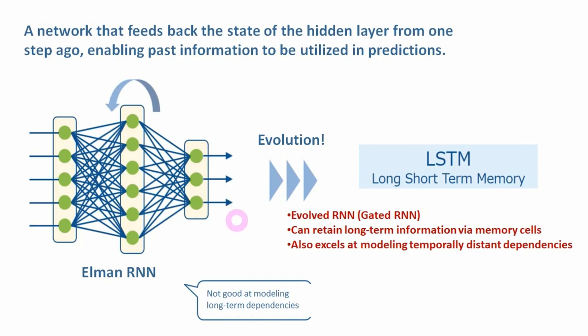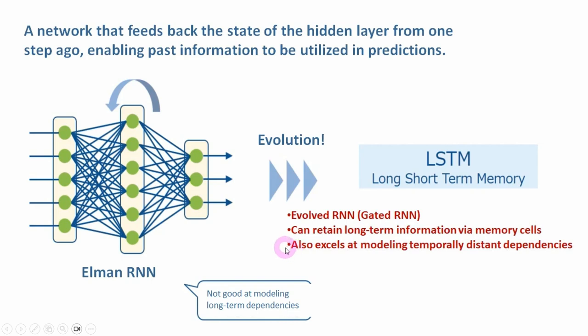So researchers asked, how can we solve this? How can we keep useful information for a long time without losing it or blowing it up? That led to an improved version called LSTM, which stands for Long Short-Term Memory. The main innovation in LSTM is the memory cell. Think of it as a special storage unit inside the network. It can retain information over long periods, and the network can learn to decide when to store new information, when to keep old information, and when to retrieve it.